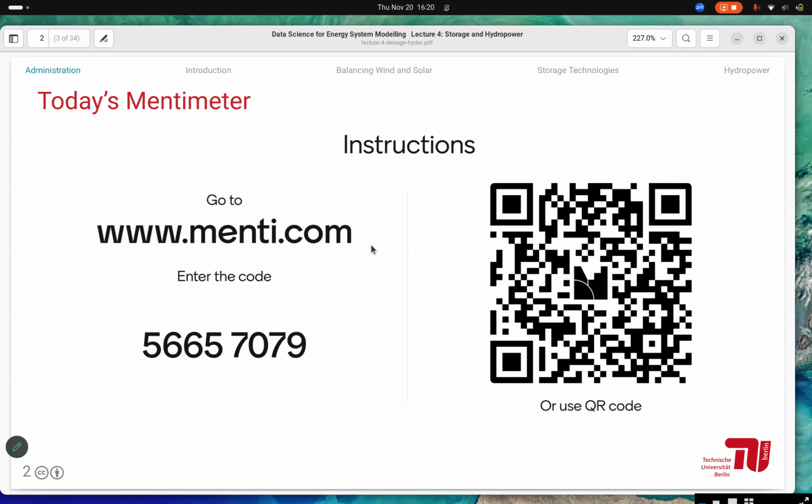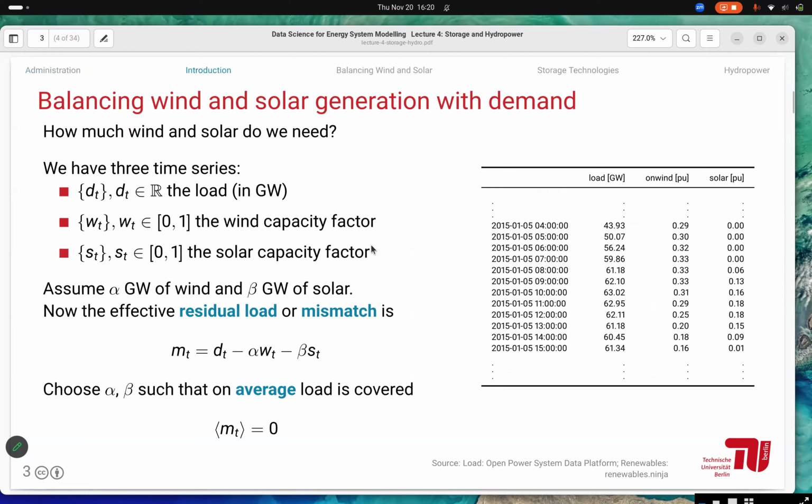the Mentimeter when I don't show the QR code.